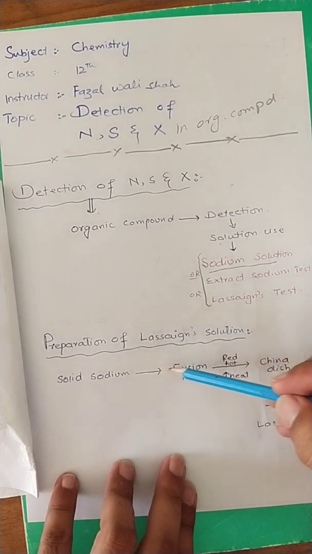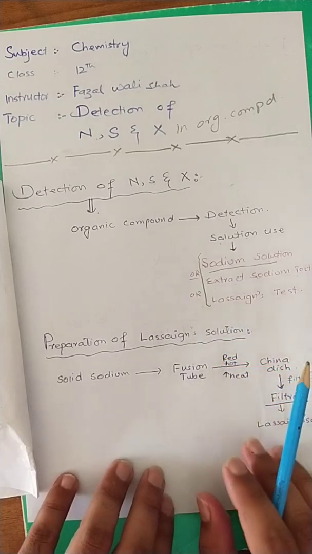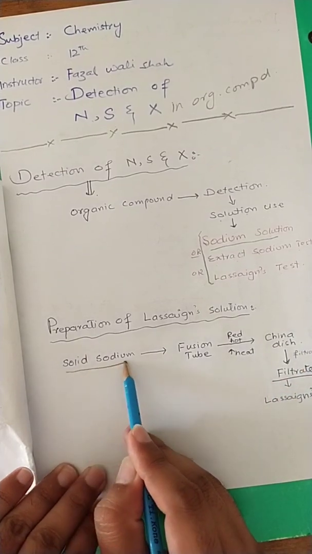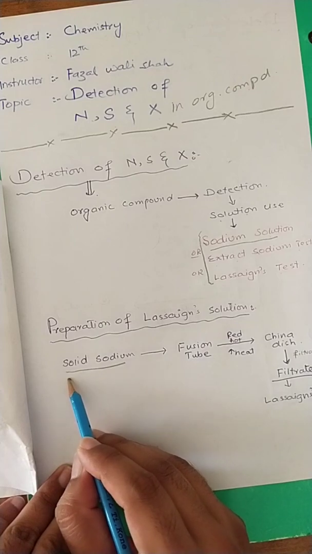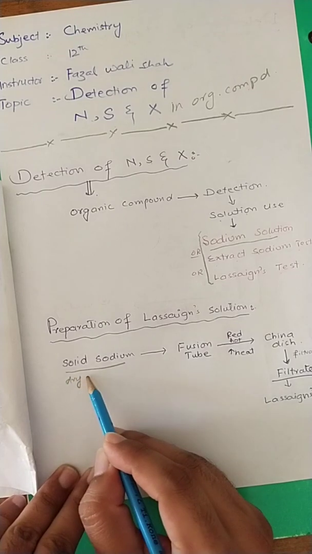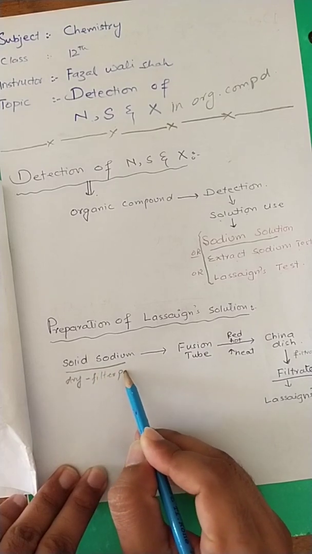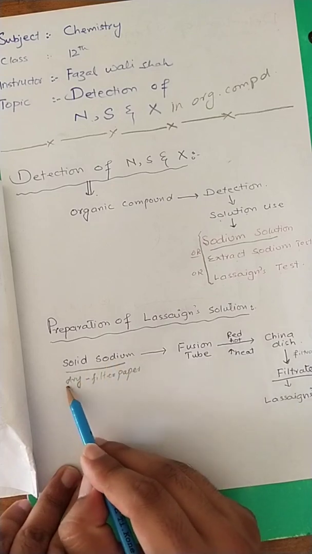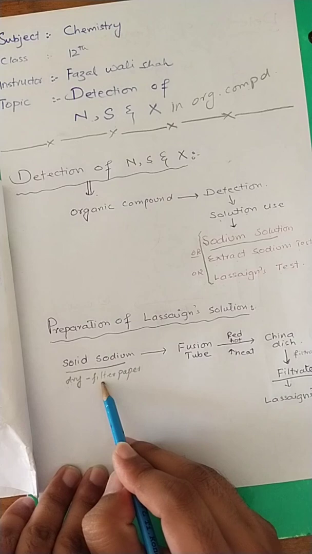This procedure is used for the preparation of the Lassaigne's solution. So stepwise I will explain. First of all, we take a small amount of sodium and then we dry it with the help of filter paper. We take a small amount of sodium, then we dry that sodium with the help of dry filter paper.